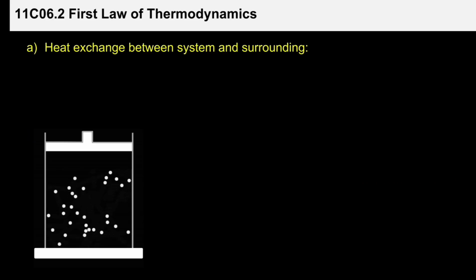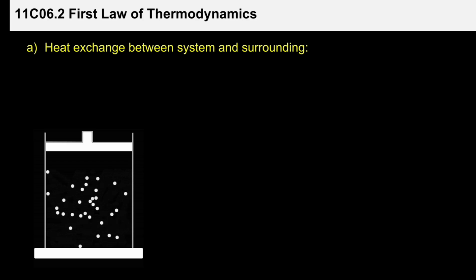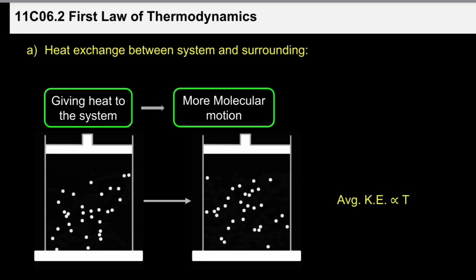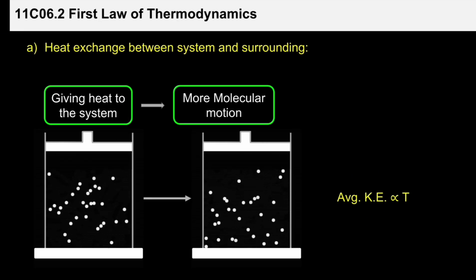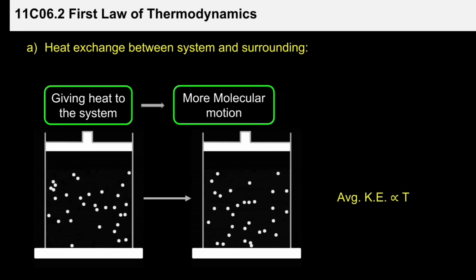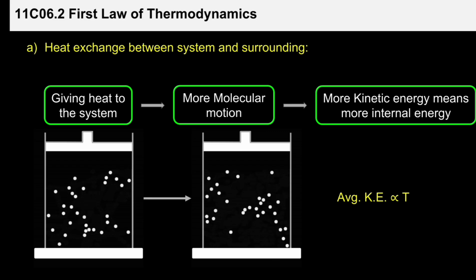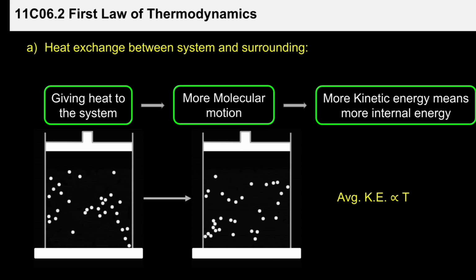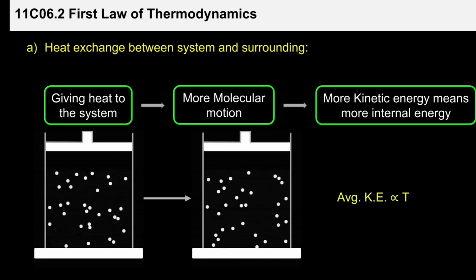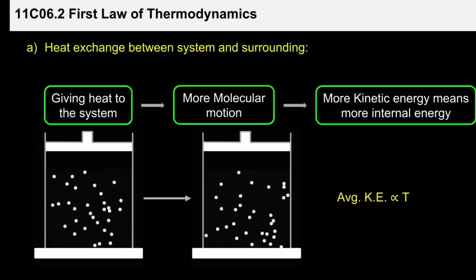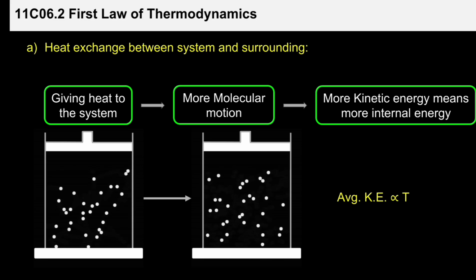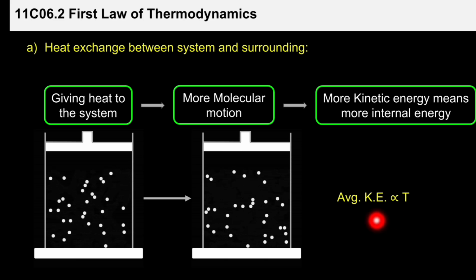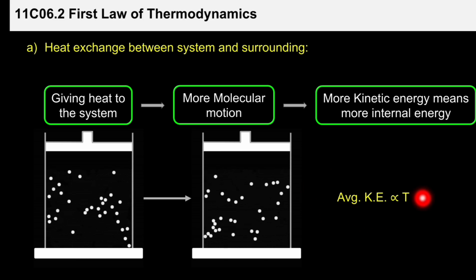So let's see how internal energy changes through heat exchange. If we add heat to the system, the motion of the system's molecules increases, because as the temperature increases, the system's kinetic energy increases. An increase in kinetic energy means that the system's internal energy increases. So now we can conclude that the average kinetic energy of any system is directly proportional to the temperature of that system.